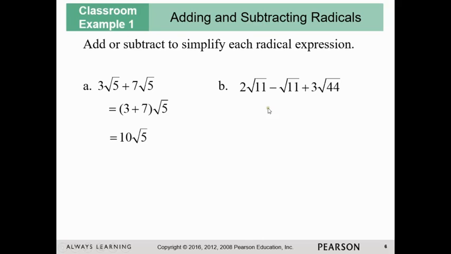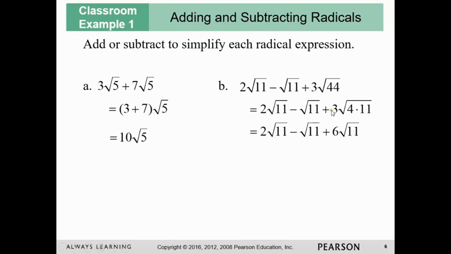So in B, we have 2 square roots of 11 minus square root of 11 plus 3 square roots of 44. Remember, they have to be of the same index and the same radicand. These first two are. This second one we can break apart because 44 can be factored into 4 times 11. So what we do here is we take the square root of 4, move that outside. The square root of 4 is 2, so we take 2 times 3, we get 6.